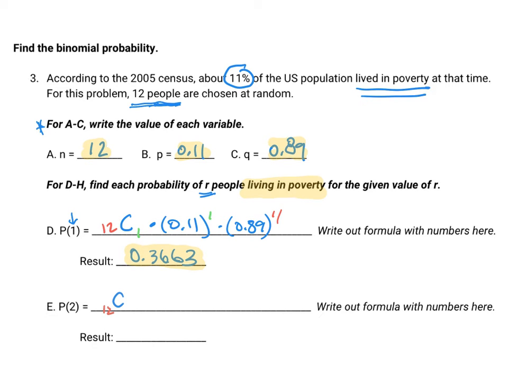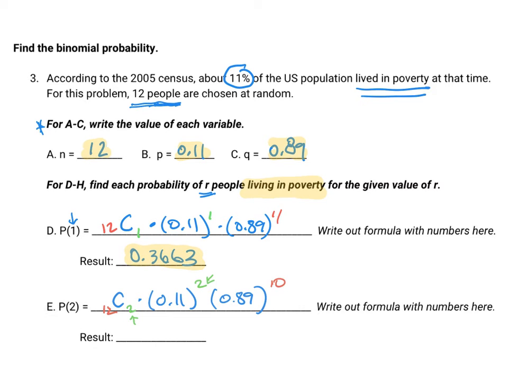And that means we're going to raise our 0.11 probability, our P, to the second power. I'm just trying to use this color so you can see that whatever number you write down here on the C is the same one that you write right here. And then for our 0.89, which is our Q probability, we're going to raise that to 12 minus 2, which is 10.